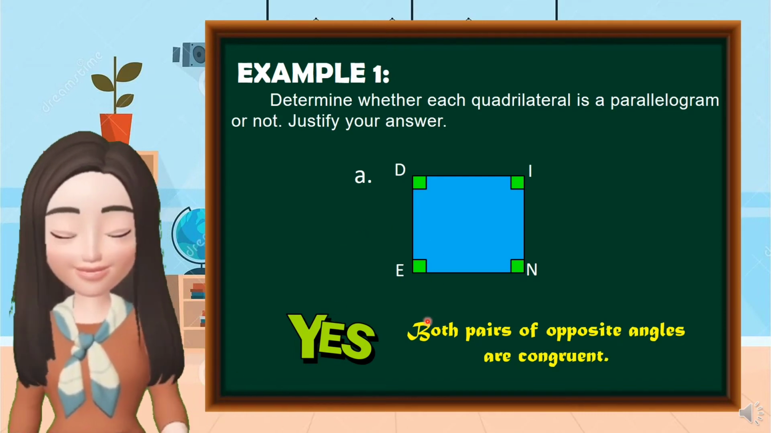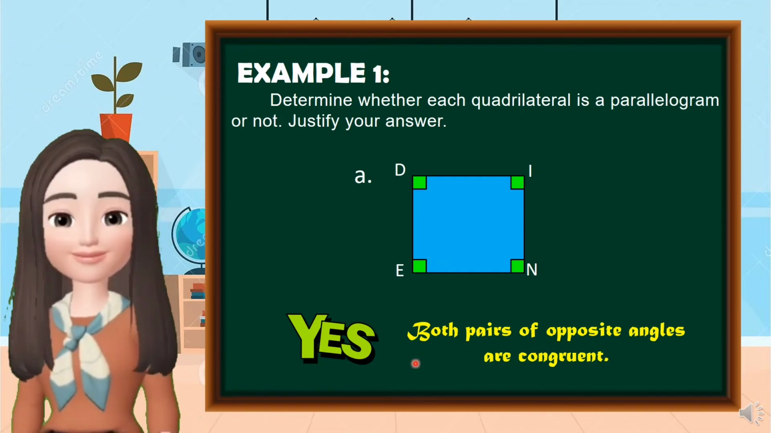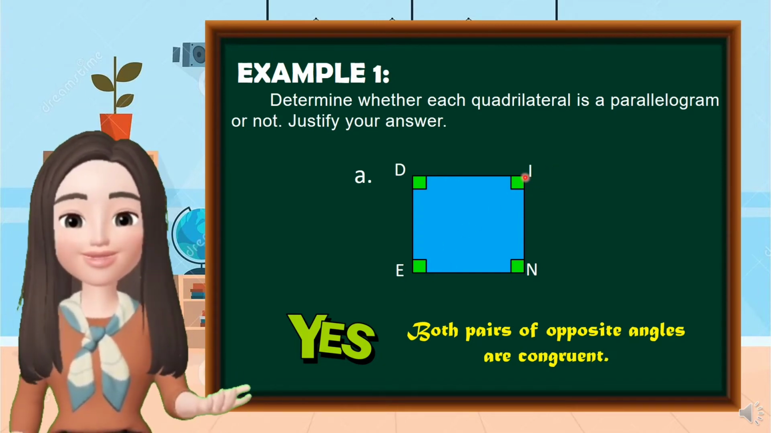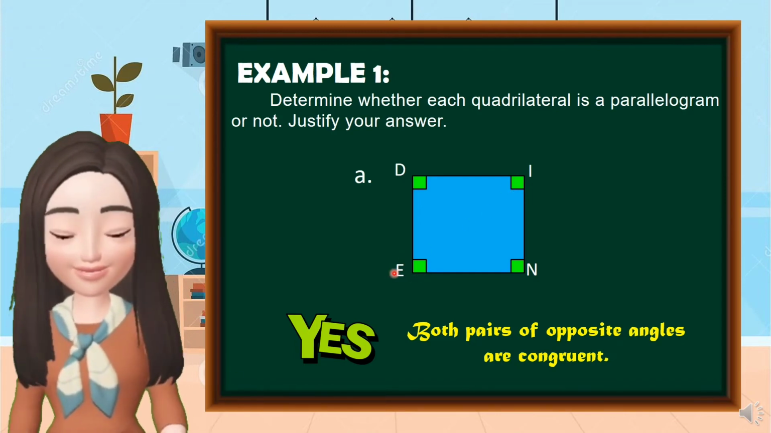Kasi po ito yung justification natin. Because we know that both pairs of opposite angles are congruent. Kita naman natin na yung pares o yung opposite angles natin, yung magkatapat na angles natin ay congruent sa isa't isa kasi it measures 90 degrees, ang angle E natin ay measures 90 degrees din. So, they are congruent. Okay?